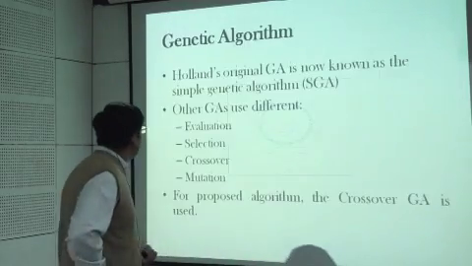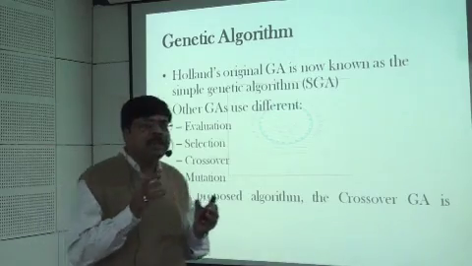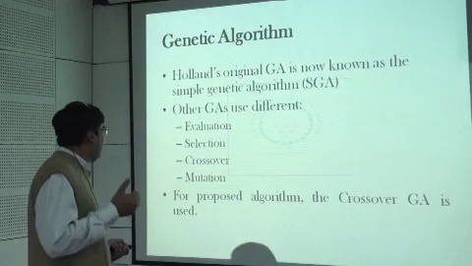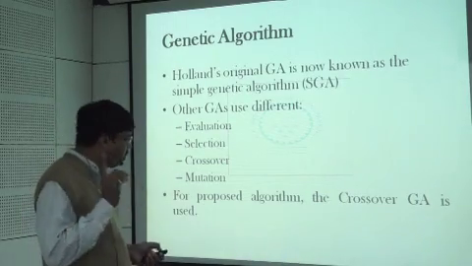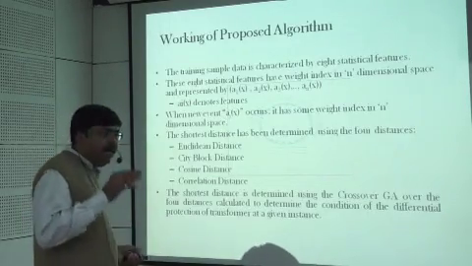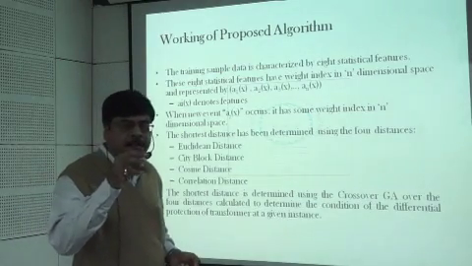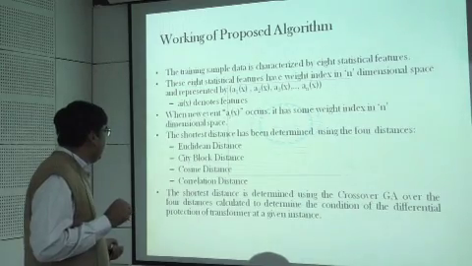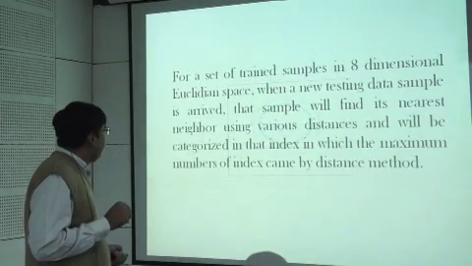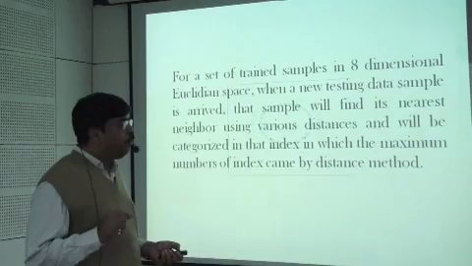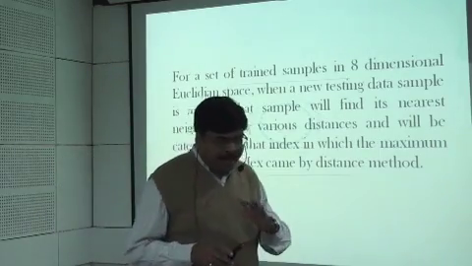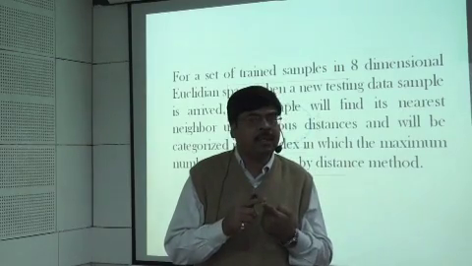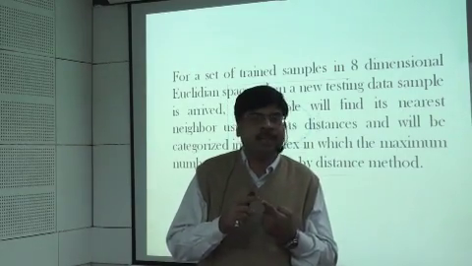I will explain that. I use a very simple concept of GA. There are 4 attributes of GA like evaluation, selection, crossover, mutation. I have taken only the crossover operator of GA. Like I am searching the nearest neighbor using Euclidean, city block, cosine, correlation distance. Suppose we have 4 types of distance. By the first distance, the nearest index is fault.